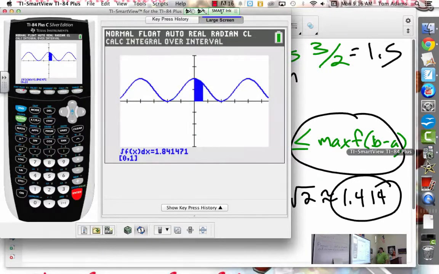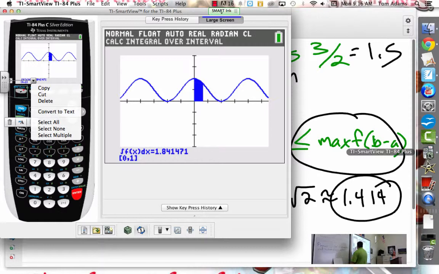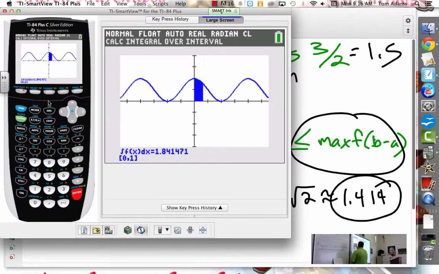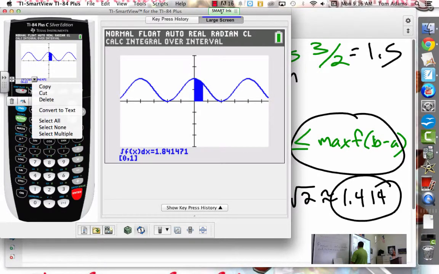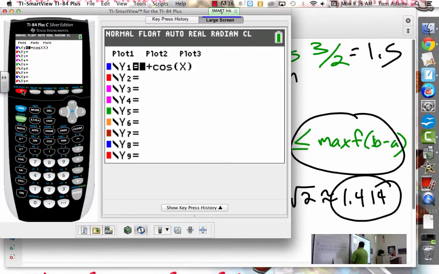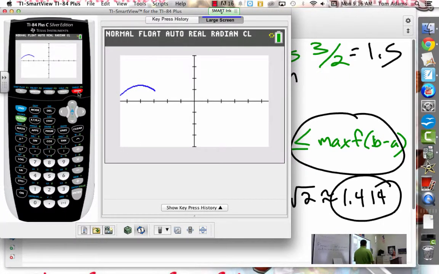Now let's see. So now if I come in here, I need the marker. And if I insert, so here's the graph of the function, and I just need to find the area under the curve of this from 0 to 1. Okay?